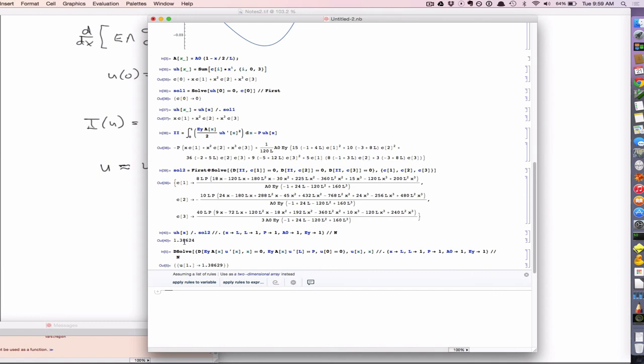If you remember, when we developed the weak form, there's something special about this boundary condition. It's called a natural boundary condition because it appears naturally in the weak form. And it's actually this term right here. See, there's a P there. That's where it comes in. So it's naturally in the weak form.